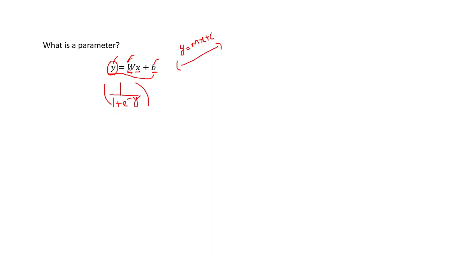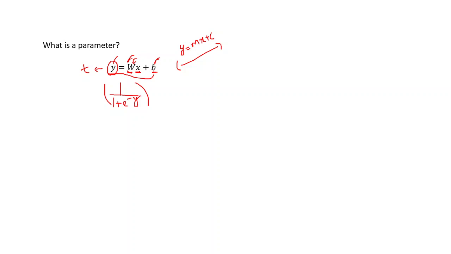Since we have multiplied X to W and we have added this bias, you can in no way change this input X, because the input is the input. You can't change it. So in order to make this Y value close or similar to the actual value T, you will need to adjust the values of this W and B. And these W and B are known as the parameters in your model.